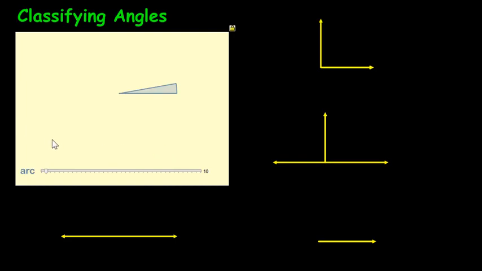Angles can be classified according to their size. If you have a look at this diagram, you'll notice that there's a fairly small angle here, and we can enlarge this angle by rotating it around all the way to 360 degrees, which makes up a full circle. So this particular angle can be rotated right around 360 degrees.